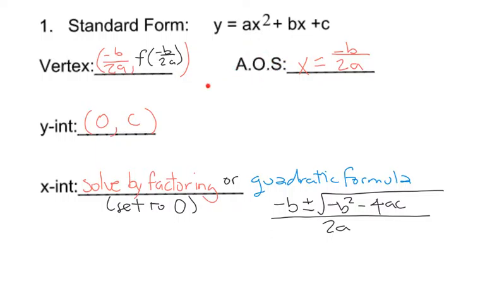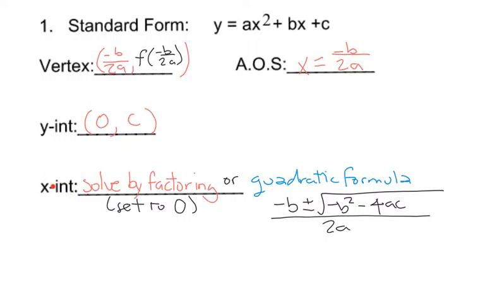The axis of symmetry, the AOS, is going to be an equation that begins with x equals, and it's literally negative b divided by 2a. So notice you use that twice here. The y-intercept is the point where the parabola crosses the y-axis. So that'll be at 0, comma c, whatever our c value is.